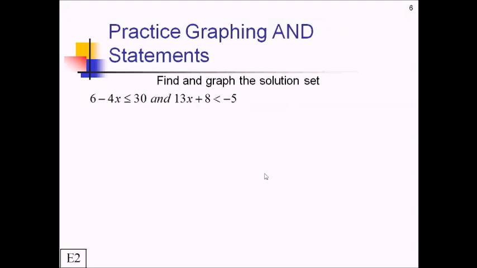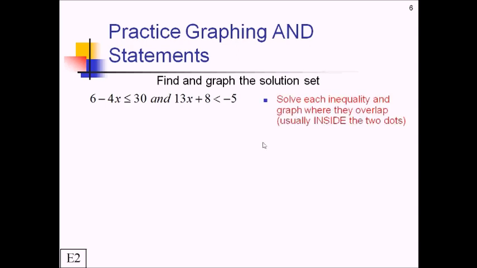Let's go ahead and graph one of these AND statements now. It's going to be similar to the OR statement in that you're tackling each of these 2 statements individually. However, after you solve those inequalities and graph them, you have to shade a little bit darker where they overlap, or just don't shade where they don't overlap. Usually that'll be inside the two dots, but again, always double check. So we've got 6 minus 4x less than or equal to 30, and we've also got this other one over here that we'll solve in a sec. Take a sec to go ahead and actually solve those individually.